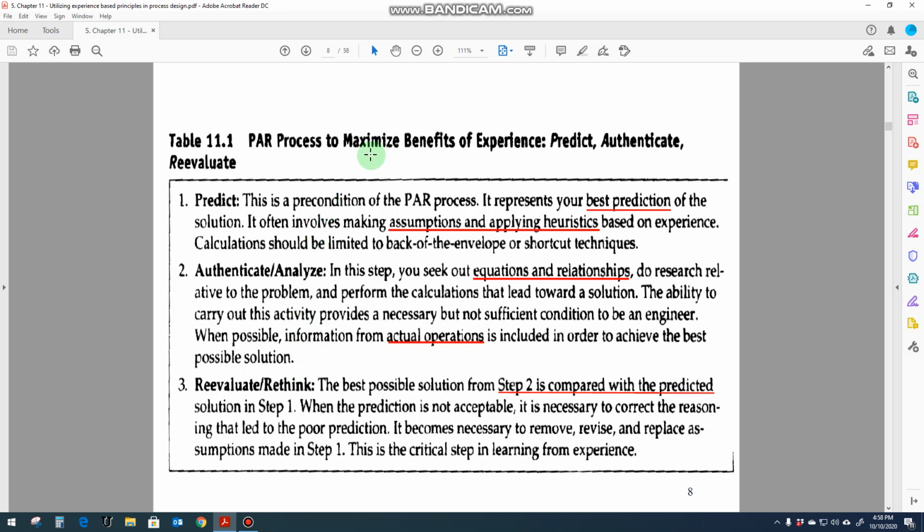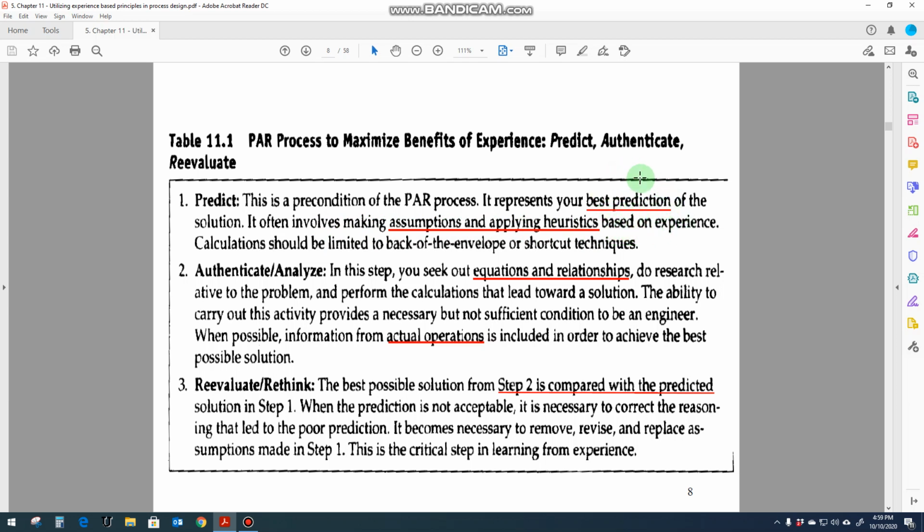So the PART process to maximize the benefits of experience: predict, authenticate, and reevaluate. Now what is the prediction here? This is a precondition of the PART process. It represents your best prediction of the solution. It often involves making assumptions and applying heuristics based on experience.